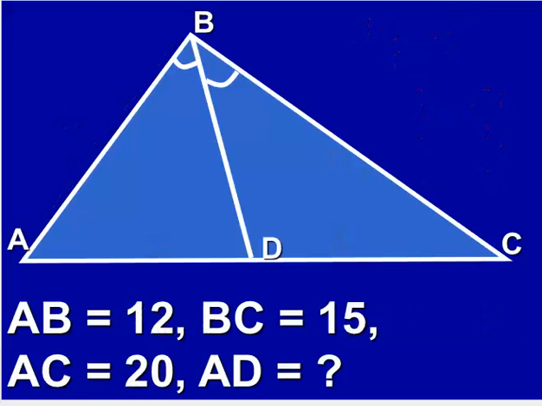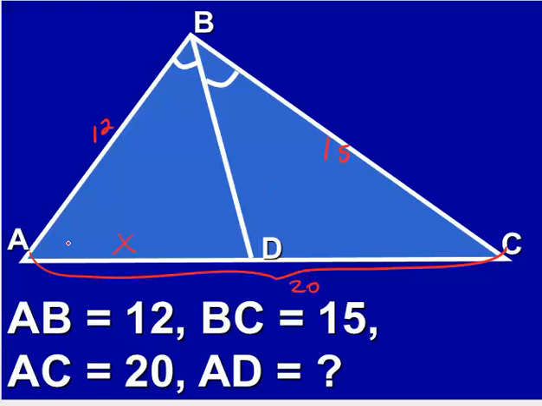Let's look at another one. This segment is an angle bisector, divides the opposite side proportionally with the remaining two sides. I know that AB is 12. I know that BC is 15. I know that AC, be really careful, this time we have AC is 20, and AD I don't know. Since AD I'm not sure about, I'm going to call that X.